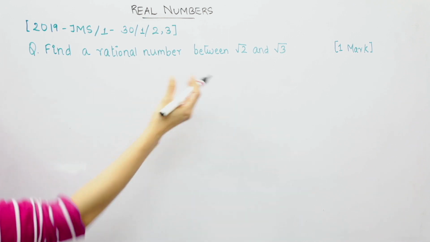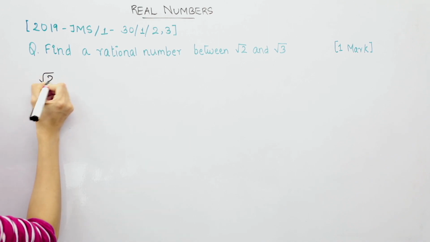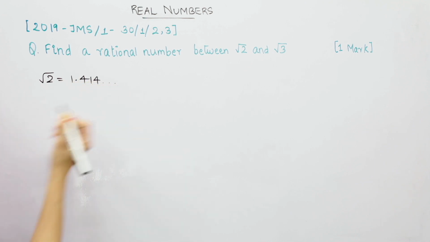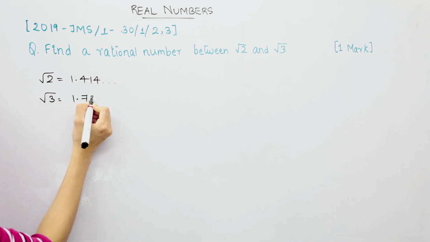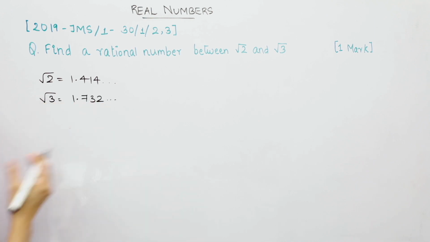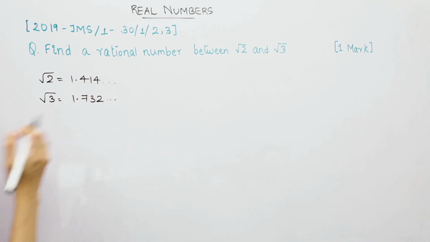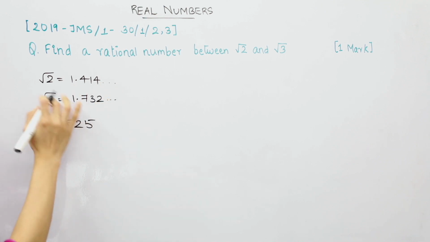If you know the values of root 2 and root 3, you can do this directly. That is, root 2 is equal to 1.414 and so on. Root 3 is equal to 1.732, and so on. So any rational number between 1.414 and 1.732 can be the answer to this question. For instance, we can choose the number 1.525.